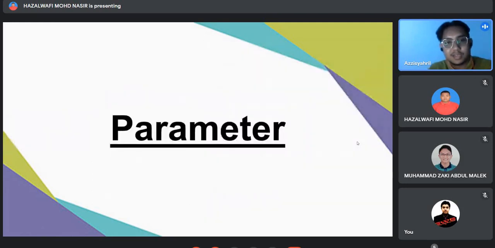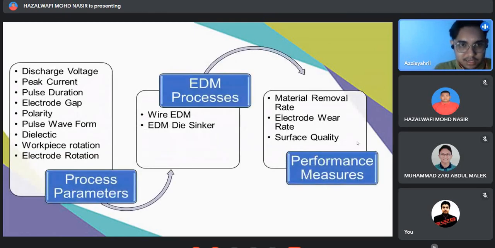Okay, next slide. I will also talk about process parameter. Under the EDM process, we will have process parameter and performance measure. Performance measure and process parameter correlate with each other.